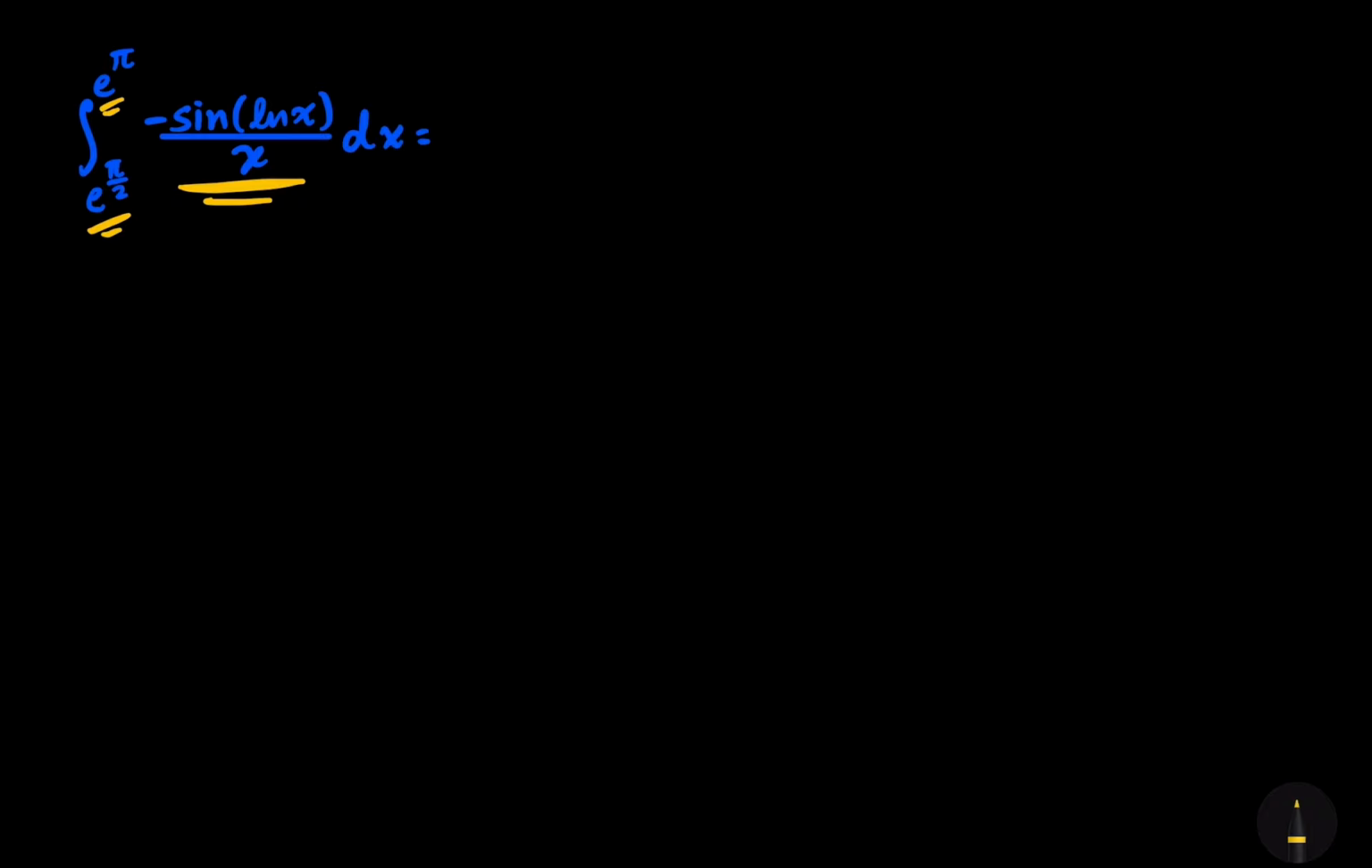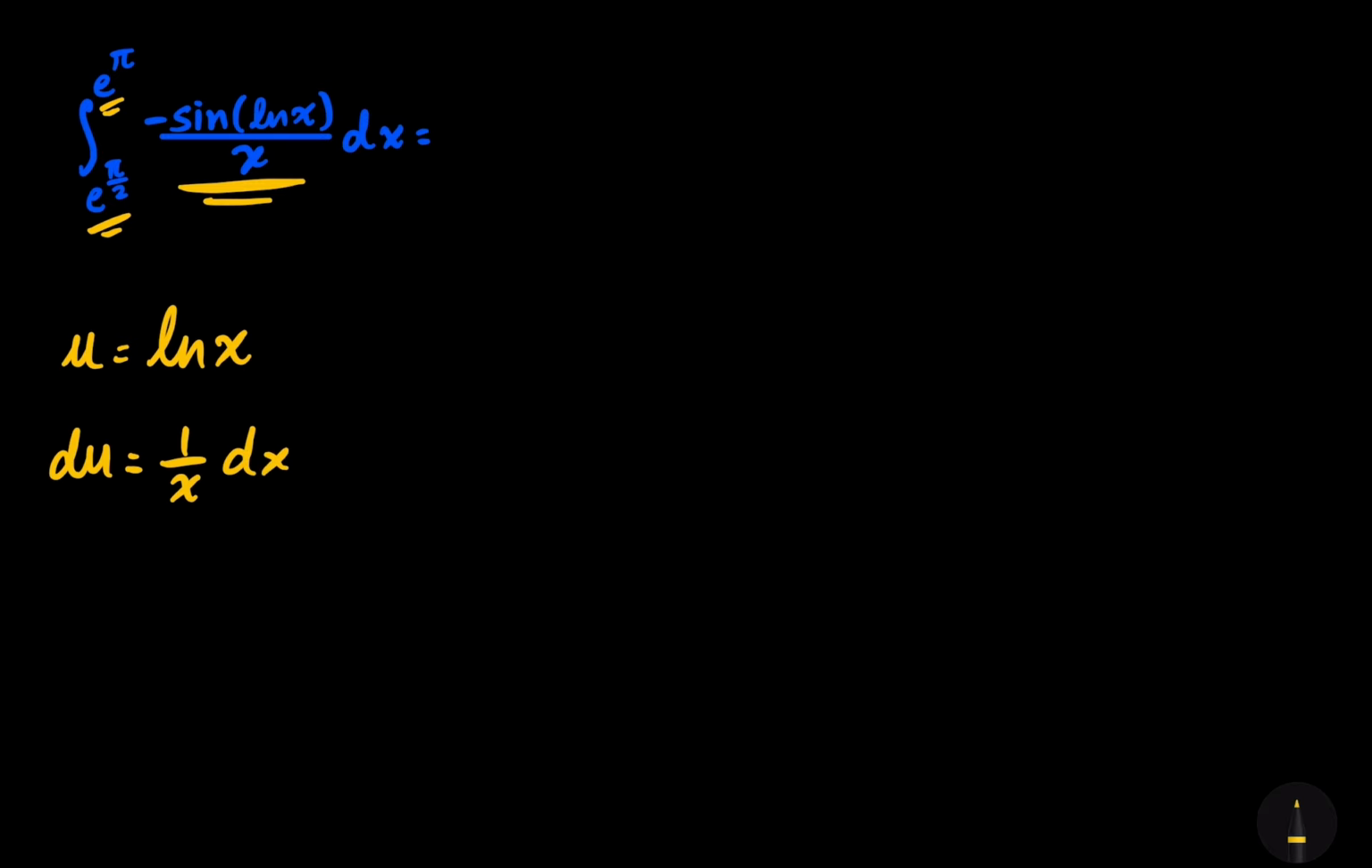So we have this natural log of x that's being input into the negative sine function. And then we have this 1 over x on the outside. And we know that natural log of x's derivative is just 1 over x. And so what we can do is let u be equal to the natural log of x, and then du is equal to 1 over x dx, right? We just took the derivative and multiplied both sides by dx.